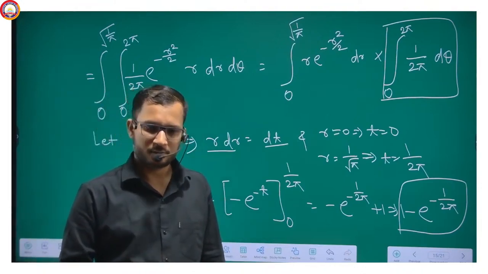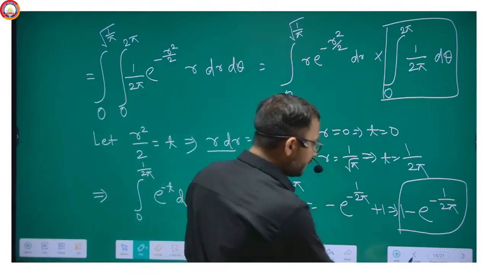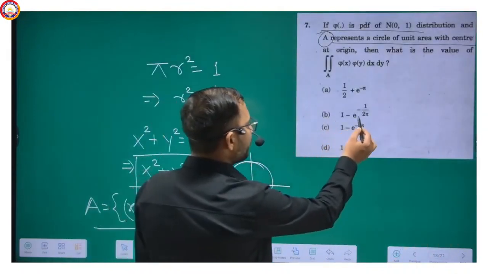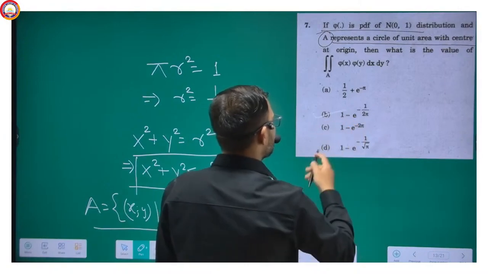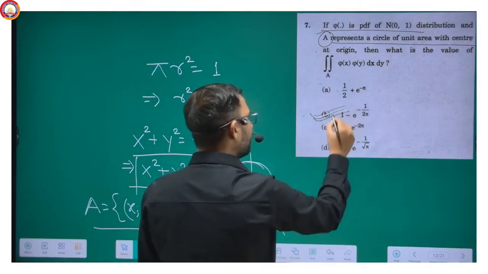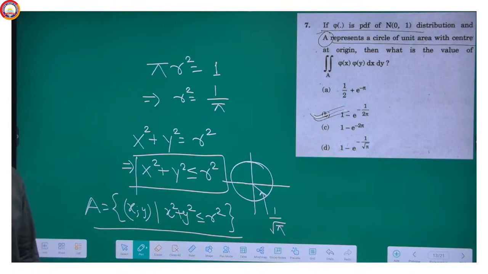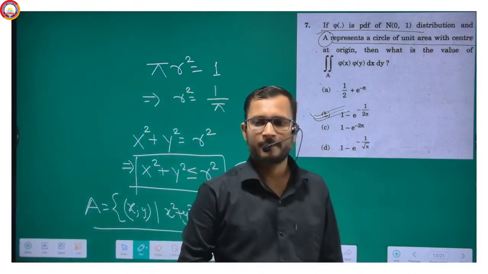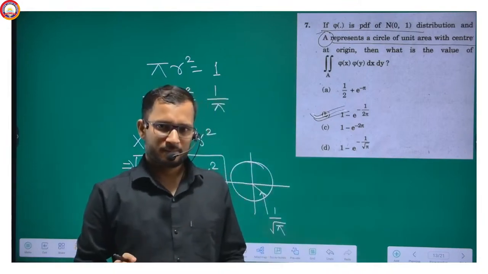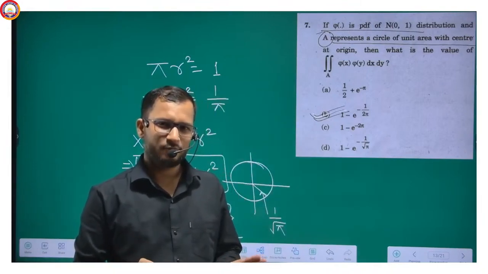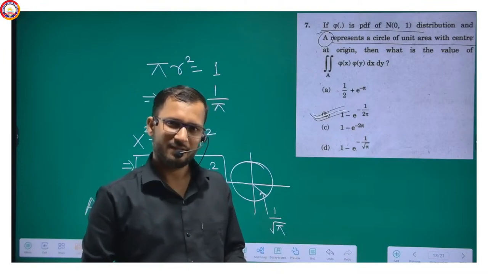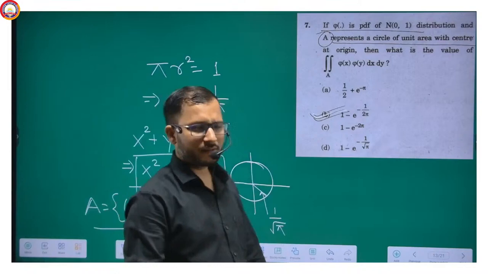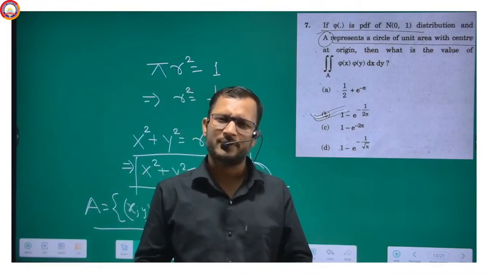Getting my point? Yes, that's the answer. Let me check which option is correct. 1 minus e to the power minus 1 by 2 pi. So option B is the correct option that we have already given in your answer key. Obviously it was a time taking question, I may say. If any one of you found it time taking, it was because of integration.